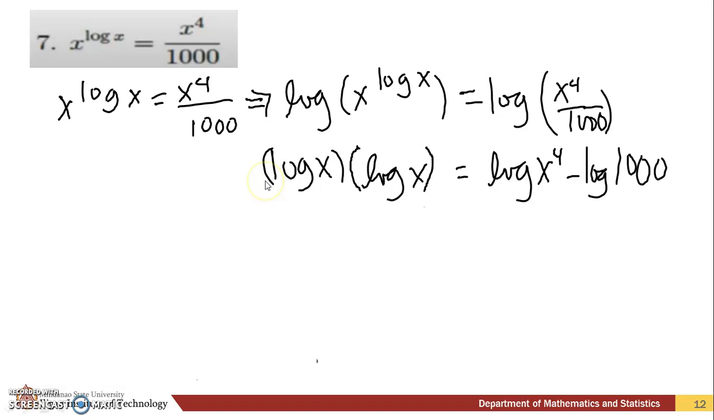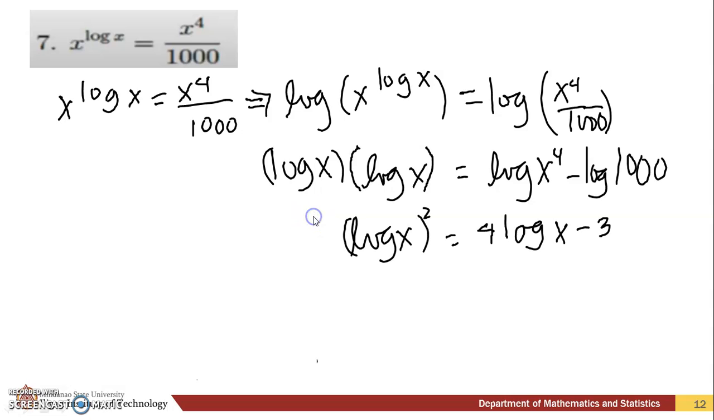Now, log x times log x is actually equal to log x, the quantity, squared. And log x to the 4th can be rewritten as 4 log of x. Log of 1000 is equal to 3. Why? Because we know that the base here is 10, and if we raise 10 to the 3rd power, we get 1000.